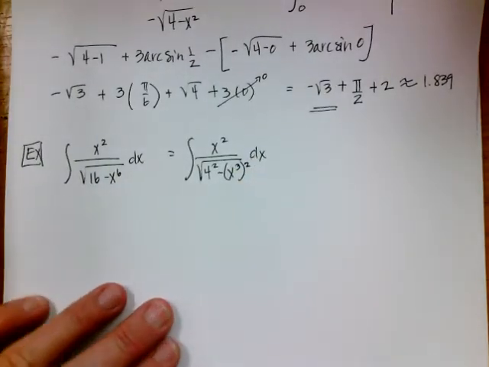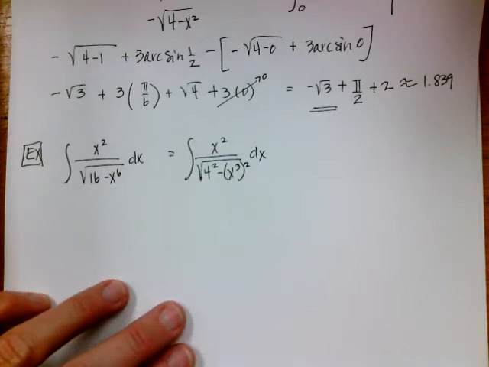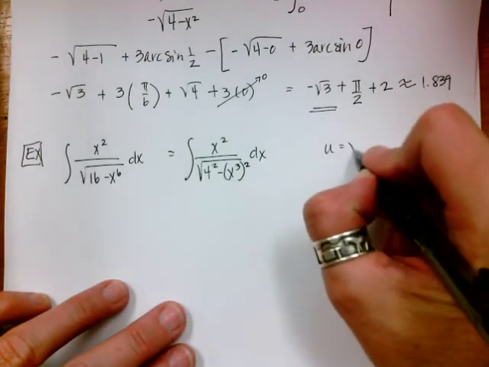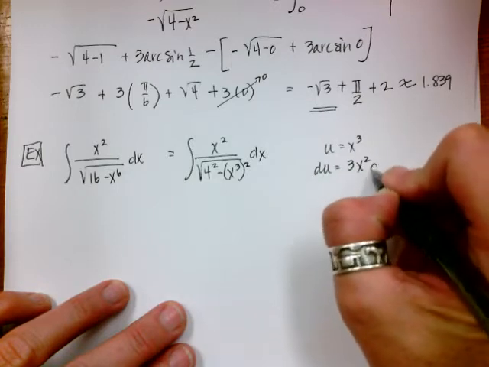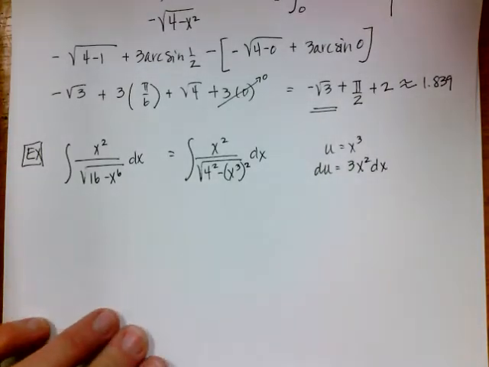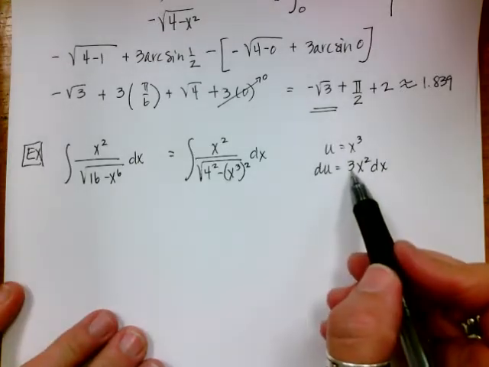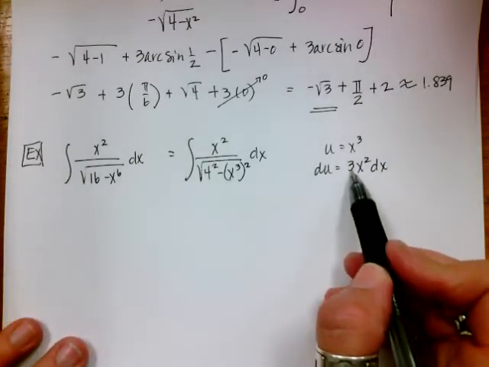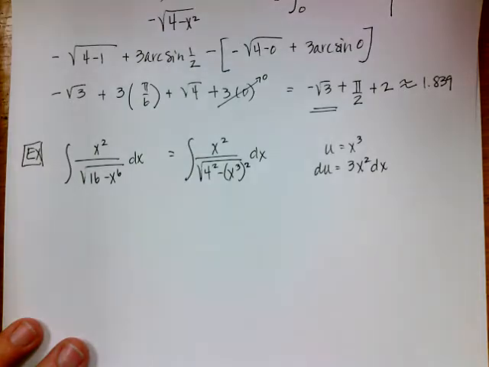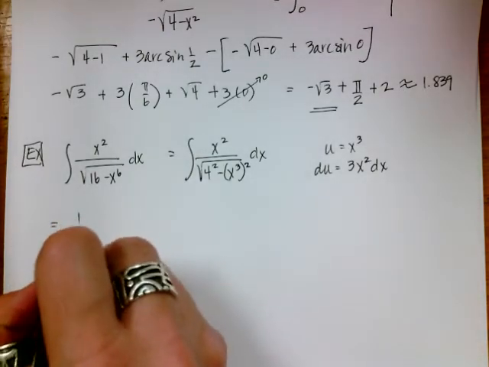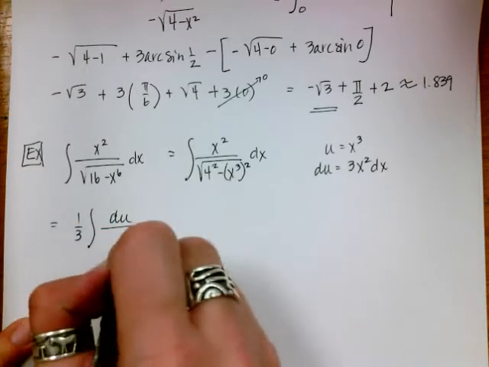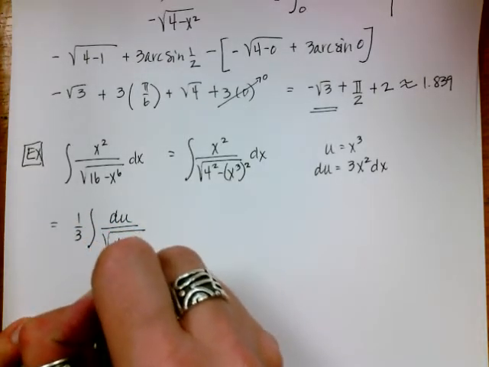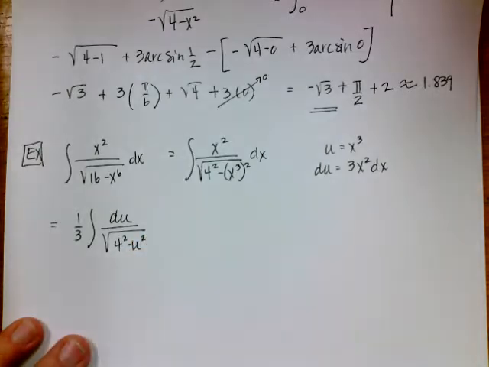Okay, so I have an a squared minus u squared. So I'm going to let u equal x to the third. So du is 3x squared dx. Okay, so then I'm going to introduce a 3 on the top, so I'm going to introduce a third outside. So my integral is going to become a third of du over the square root of 4 squared minus u squared.